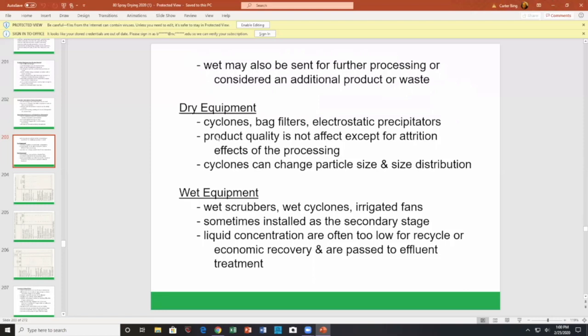We have our typical cleaning equipment: cyclones, bag houses, precipitators. Cyclones are real cheap, right? There's nothing to them, just metal. Product quality is not affected except attrition effects. Cyclones can change particle size distribution. So we have wet scrubbers, wet cyclones, hydroclones or fluid clones, irrigated air fans, sometimes installed as a secondary stage. You have a fan that's rotating, you spray water on it. There you go. Liquid concentration often too low for recycle or economic recovery and is passed to effluent treatment.